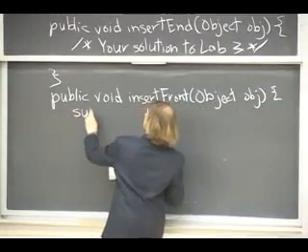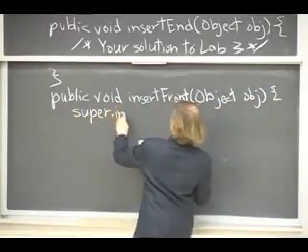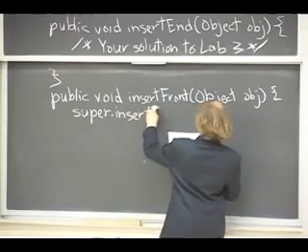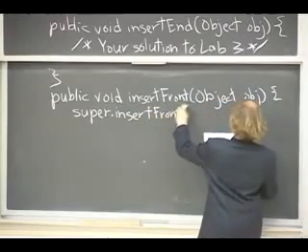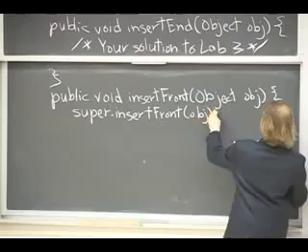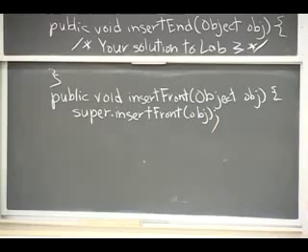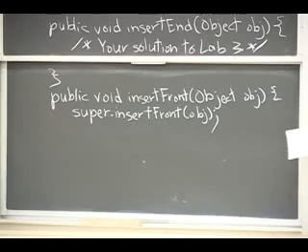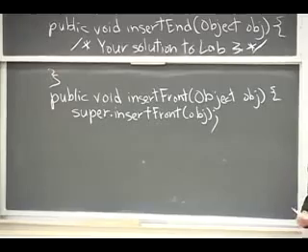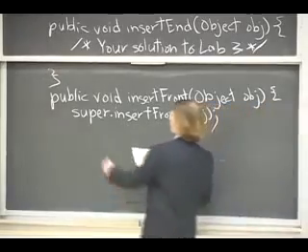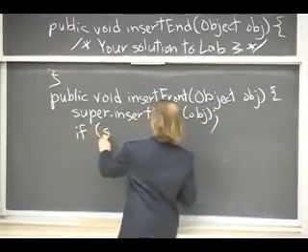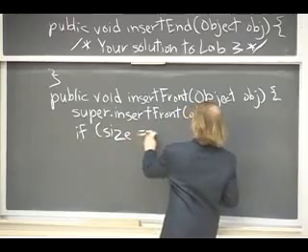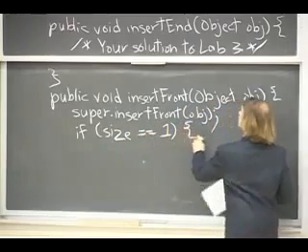And so what I'm going to do here is I'm going to call the insert front method in the superclass. And that handles getting the new item inserted into the front of the list. So all that work is done. All I need to do now is update the tail pointer, if necessary. When do I need to update the tail pointer?